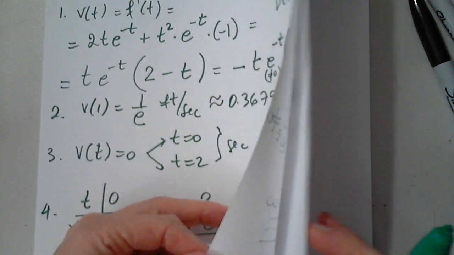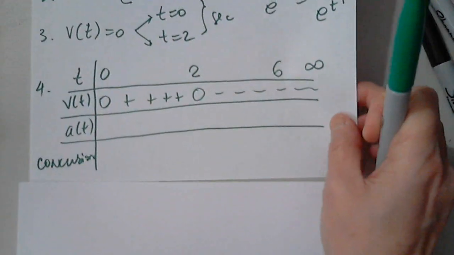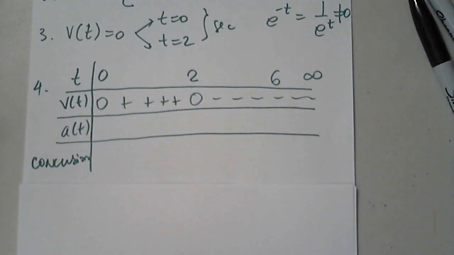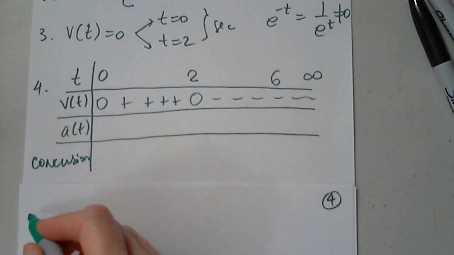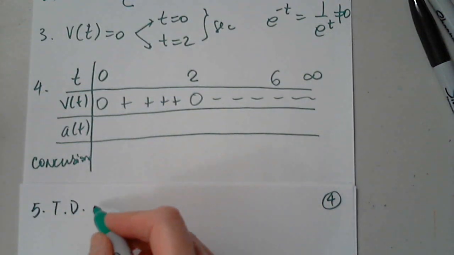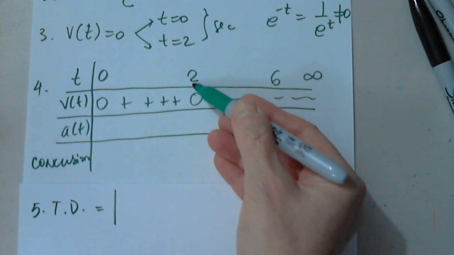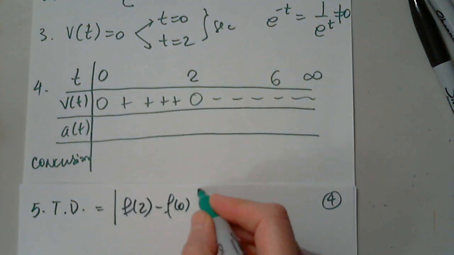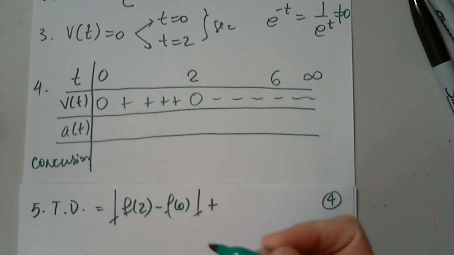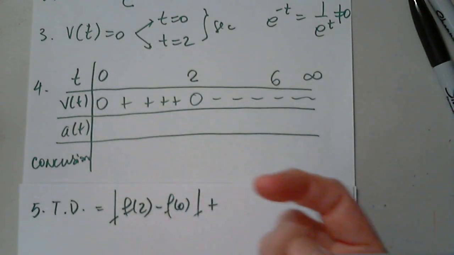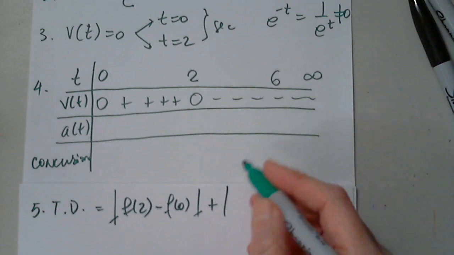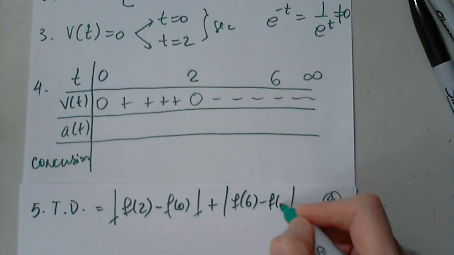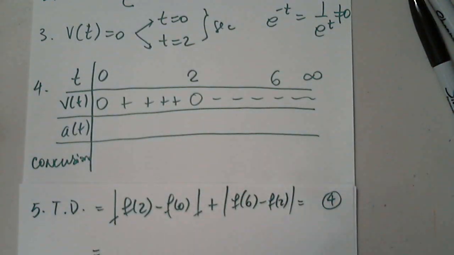So the total distance is the absolute value of f of 2 minus f of 0, plus, which again does not need it because it's in the positive direction, plus f of 6 minus f of 2. All I have to do is just plug in the function and get all these values.